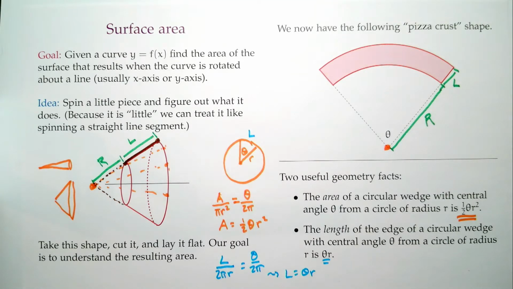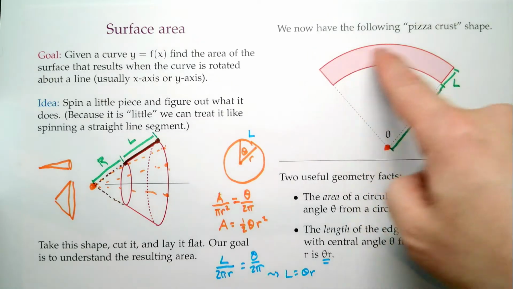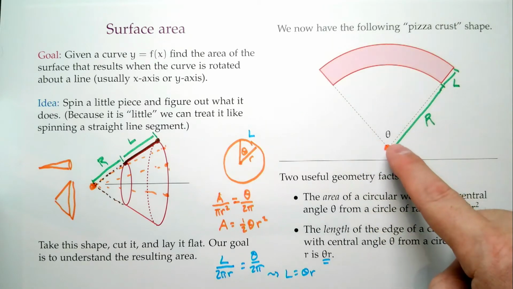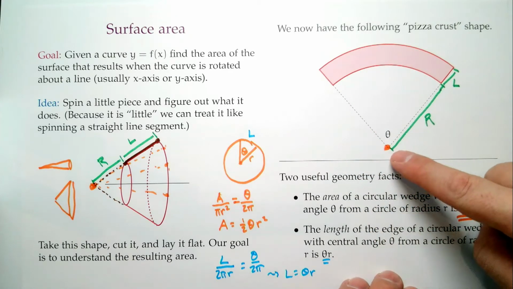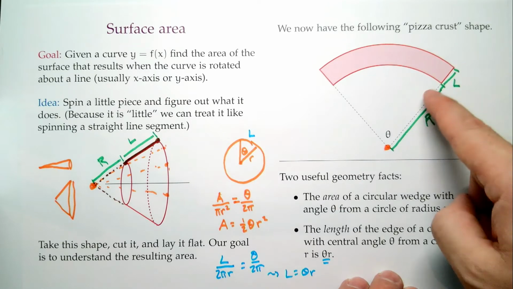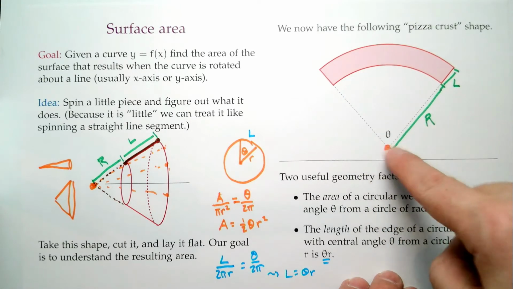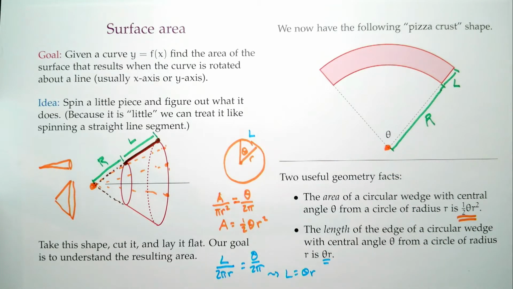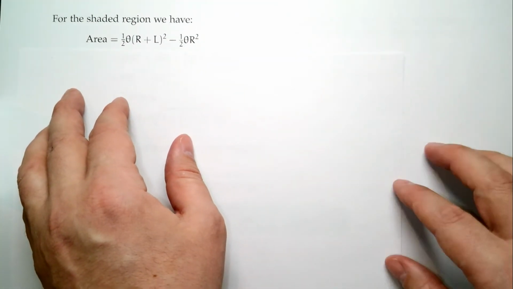So here's our goal. If we want to figure out this area here, I can think of it as take the big wedge, where the central angle is theta, and then the total radius is r plus L. And then I'm going to subtract out a smaller wedge. Central angle is still theta, but radius is just the r. All right, so here we go. Applying our formula, this is what we'll get. 1/2 theta times the quantity r plus L squared minus 1/2 theta times r squared.